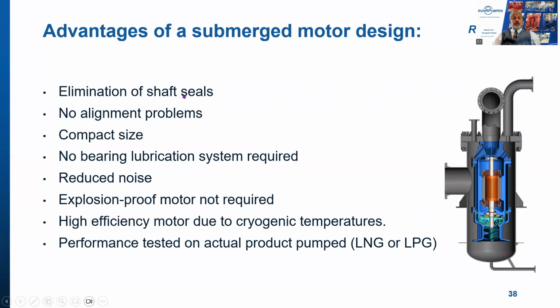You've eliminated the shaft seals. There are no mechanical seals here. No alignment problems. It's a compact design and it's all inside the pressure vessel. No bearing lubrication system required. Bearings are product lubricated. Noise is no longer an issue. Your motor is inside the pressure vessel again.